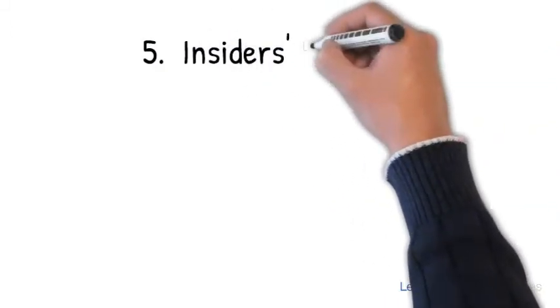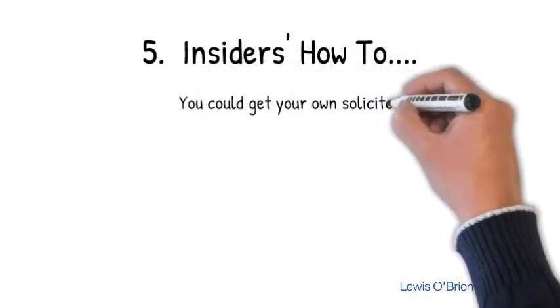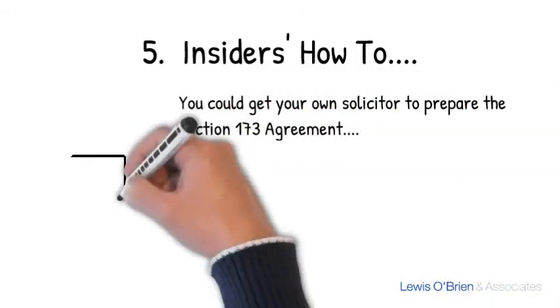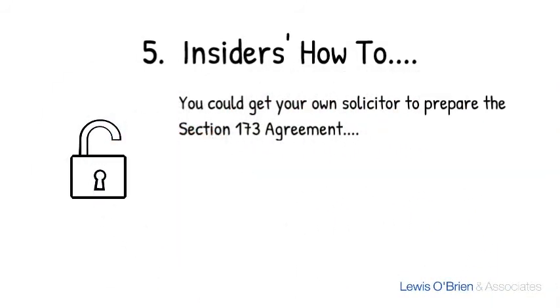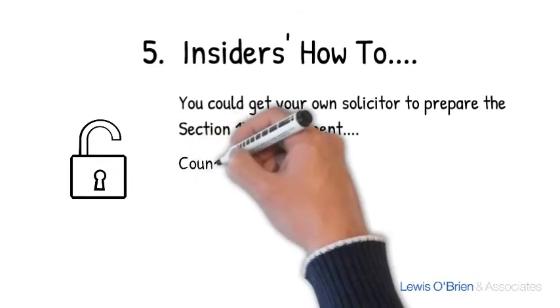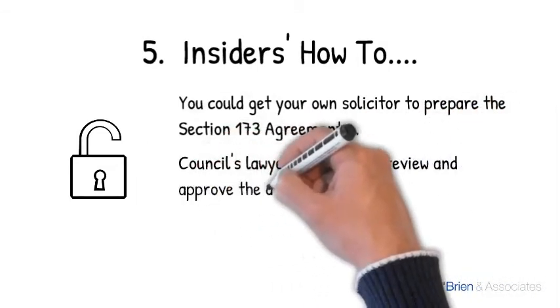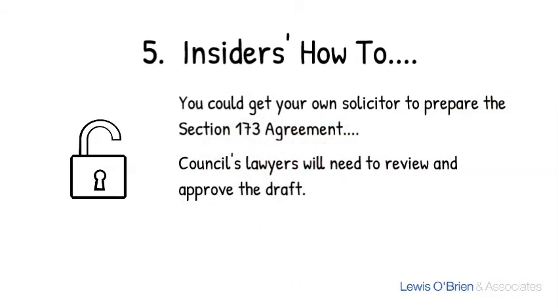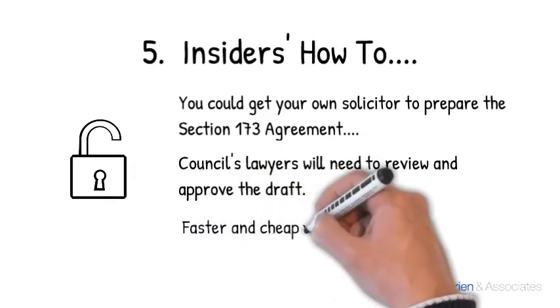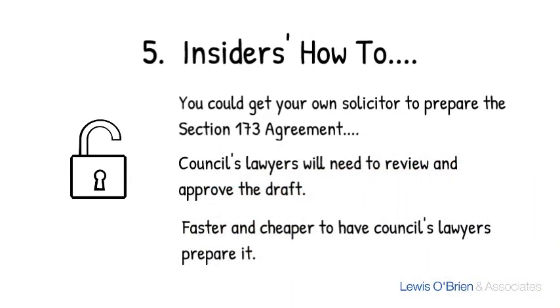To round out this segment, I want to offer you a quick piece of advice on a practical approach as to how to get your Section 173 agreement prepared and registered on title. Obviously, you can get your own solicitor to prepare it. However, when you provide that to council, they will inevitably want their own solicitors to review and approve the draft Section 173 agreement, and that review and approval process will be at your cost. Effectively, it's both cheaper and faster to simply ask council's lawyers to prepare the Section 173 agreement in the first place. Usually, council is more than happy to proceed on this basis.